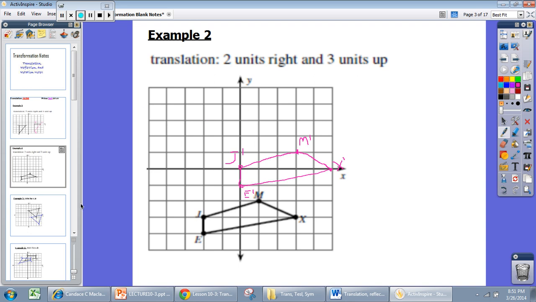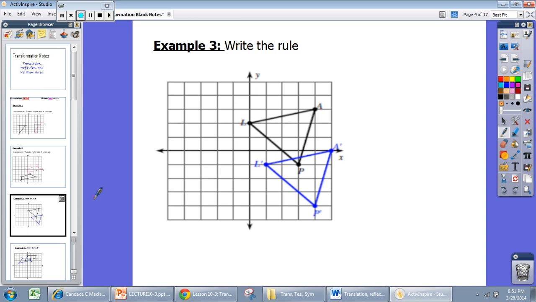Alright. Let's go backwards. So for example 3, it wants us to write the rule. So the first picture is the one in black. Yours is all in black, sorry. No color copier. And this is picture number 2. And I know it's picture number 2 because I have these primes. Alright, so just pick a point to start at and let's see what happens.